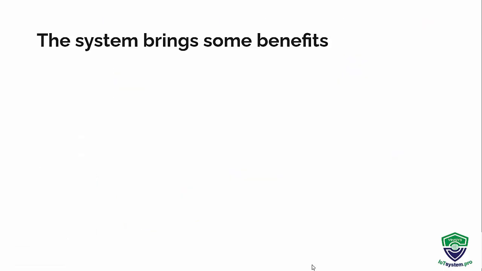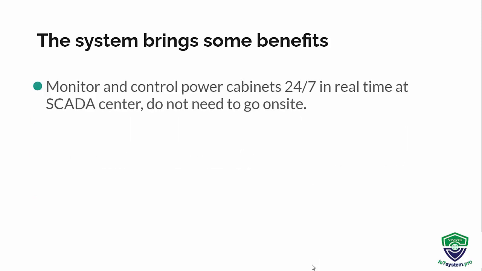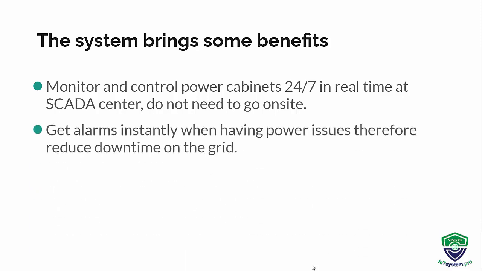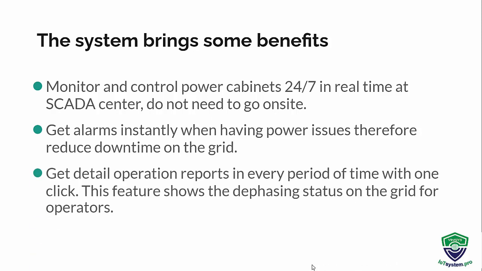And the system brings some benefits. Firstly, it monitors and controls power cabinets 24/7 in real time at the SCADA center, with no need to go on site. Get alarms instantly when having power issues, therefore reducing downtime on the grid. And get detailed operation reports for any period of time with one click. The feature shows the operating status of the grid for operators.